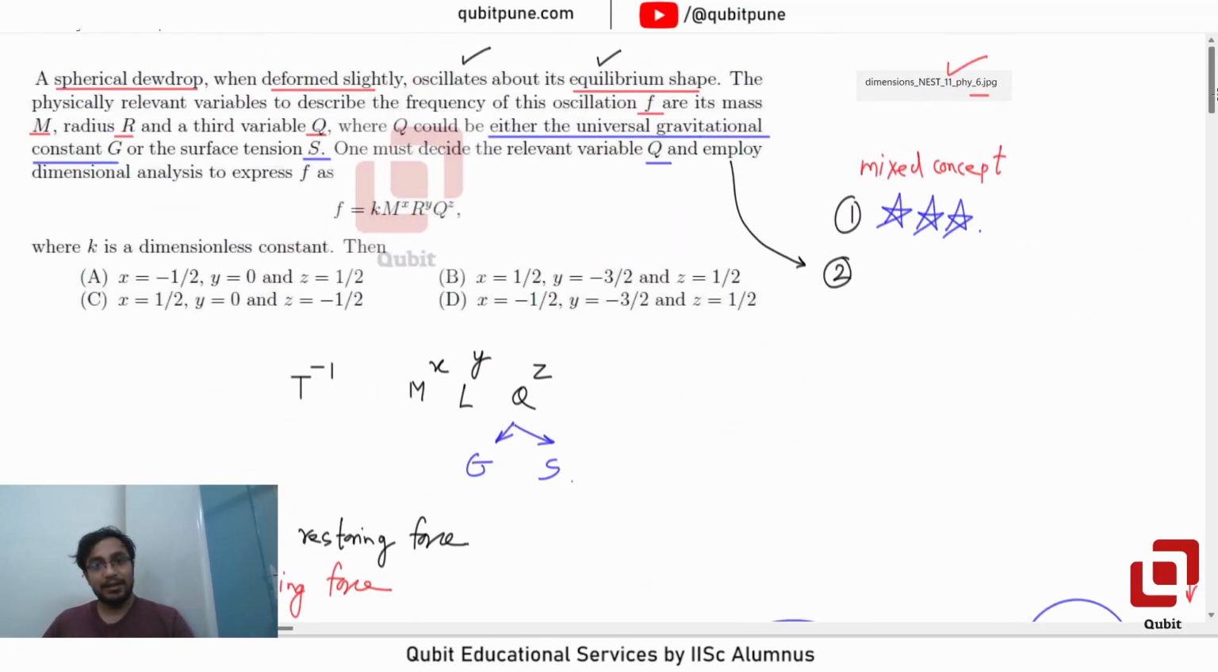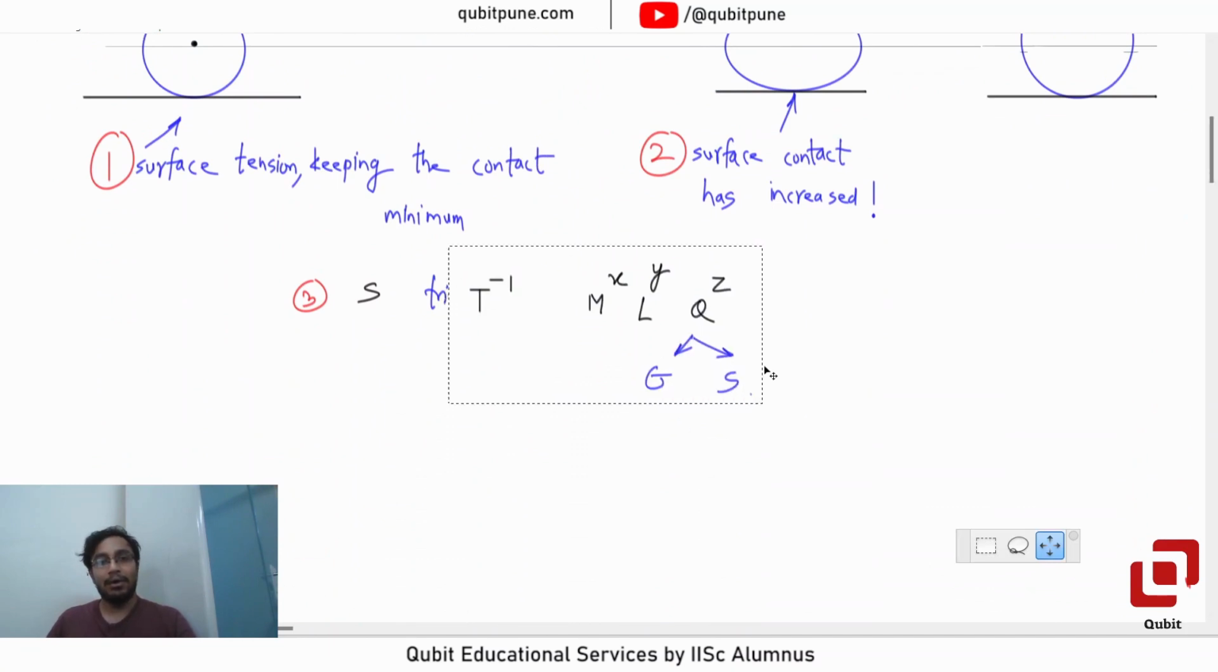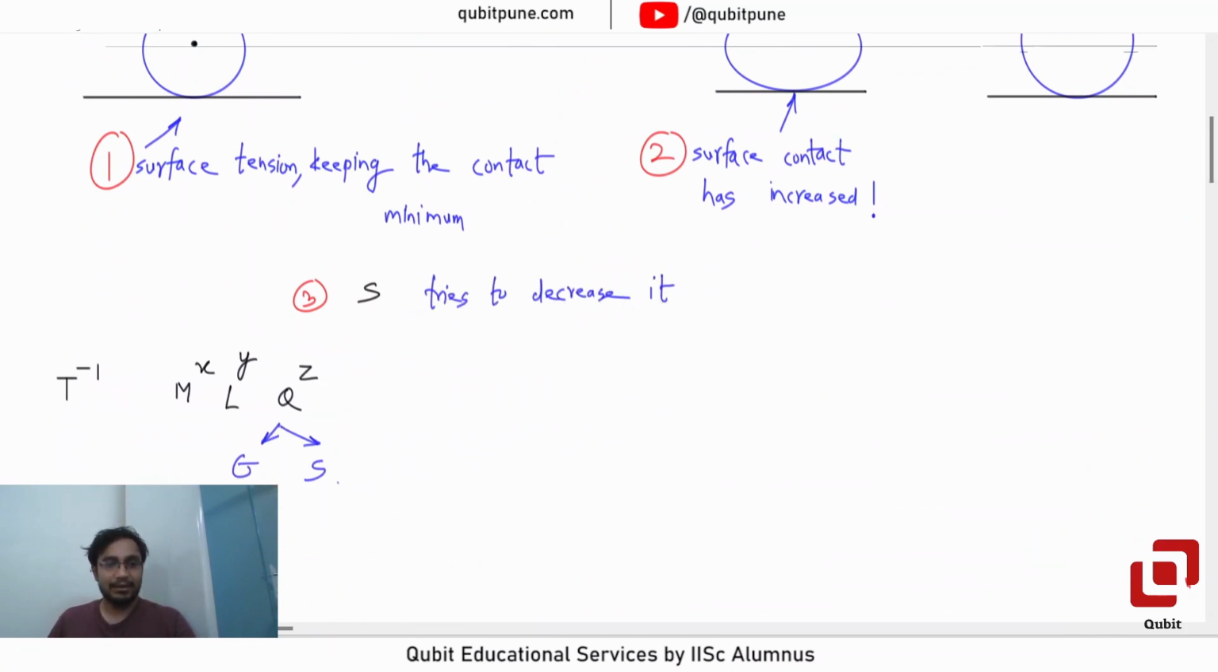So what's the conclusion to the first part? It's surface tension that is going to decide. So the relevant variable is S, and now we can continue with this equation. We have already decided that it's no longer G, it's actually S. Now let's try to write down the dimensions of the right side. We know that surface tension's dimensions are M T to the power minus 2. So M to the x, L to the y, M to the z T to the power minus 2z must be equated to T to the power minus 1. That gives us z as 1 upon 2.